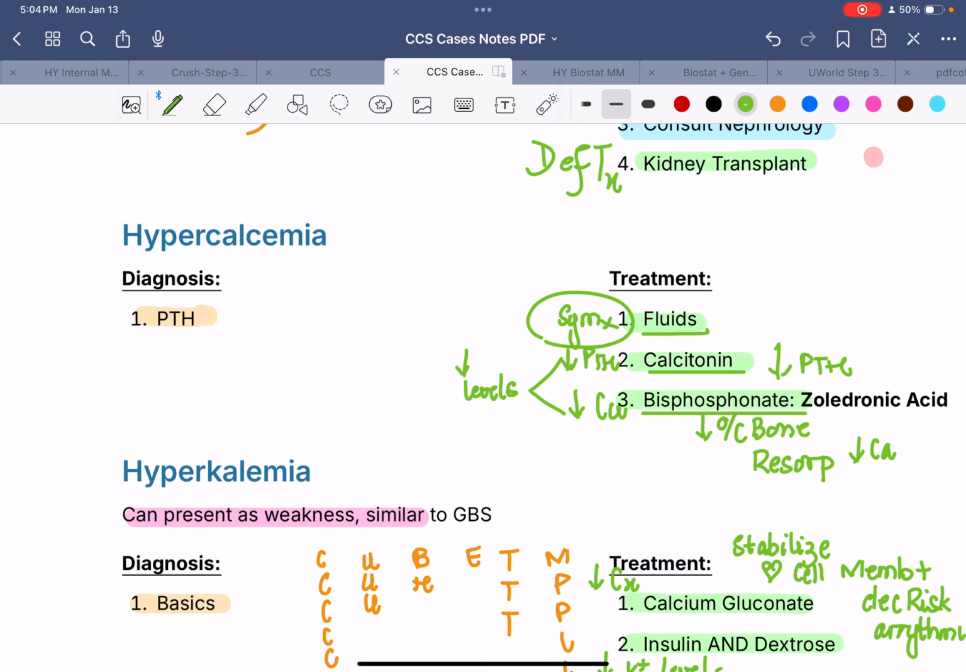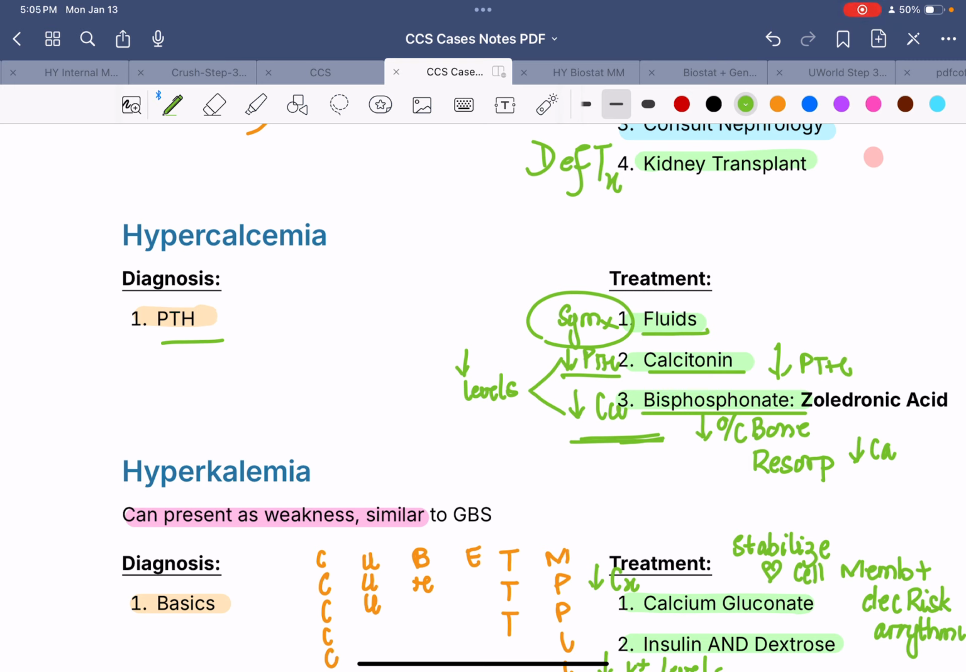Next off, we want to decrease the levels of parathyroid hormone if it is really due to hyperparathyroidism, and of course if it is due to some other cause like hypercalcemia of malignancy or some other cause of hypercalcemia, then we just want to bring down the calcium levels, right? So symptomatic relief with the fluids. After that, decrease parathyroid hormone levels with calcitonin.